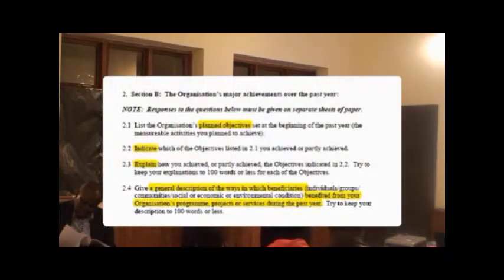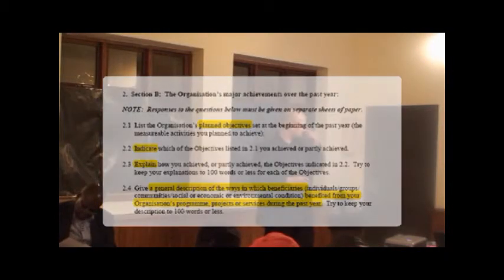Section B talks about the major achievements of the organization over the past year, and this is where the organization can say this is what we planned out to do in the beginning of the year. We've met these objectives, and then also give an explanation as to what activities we've actually carried on. So again, that could be 2 pages where you just explain what activities the organization has done.